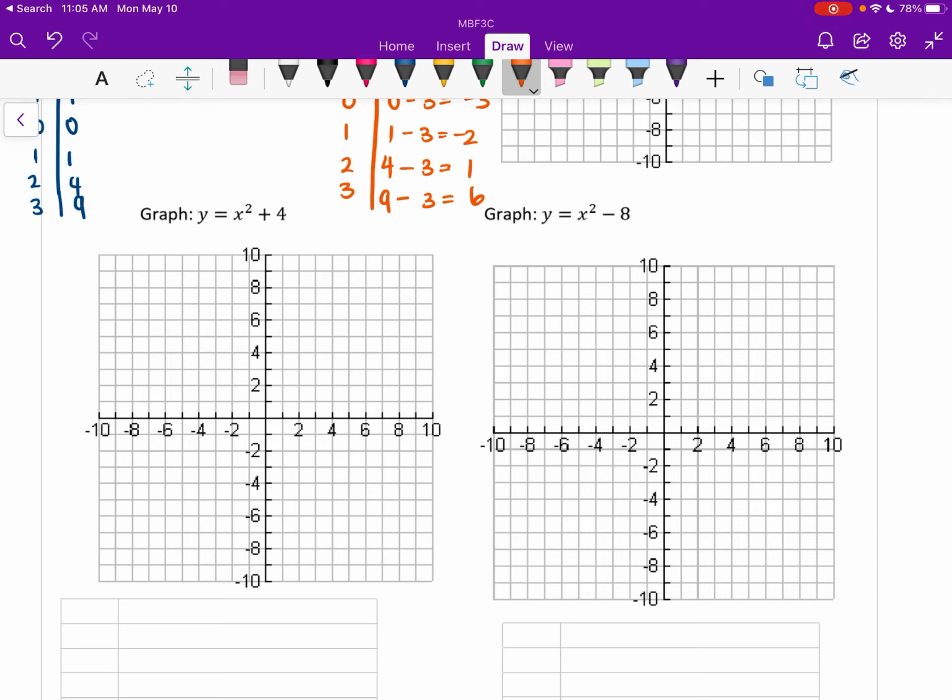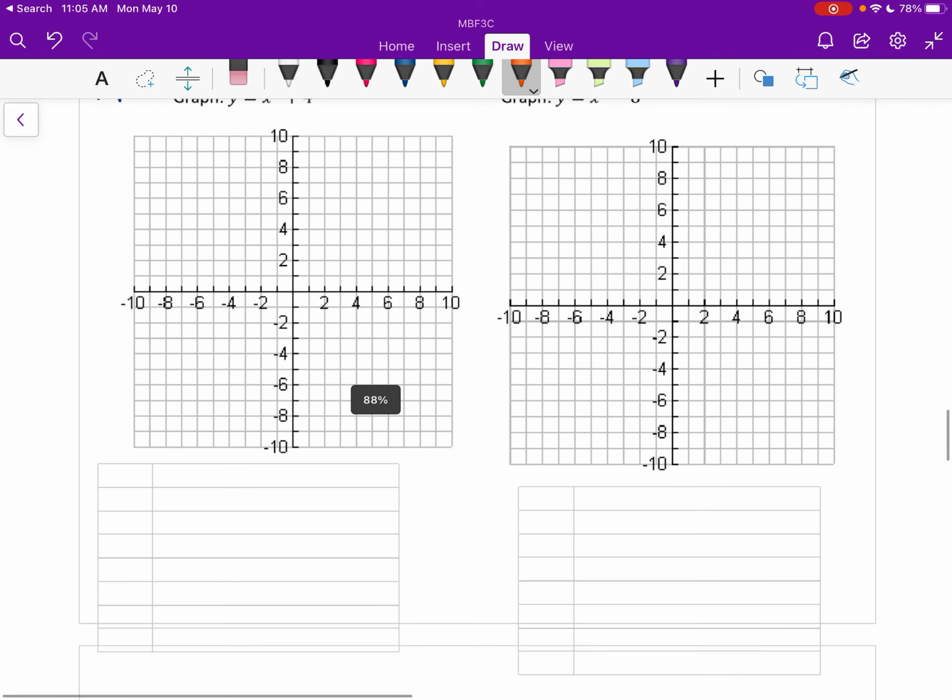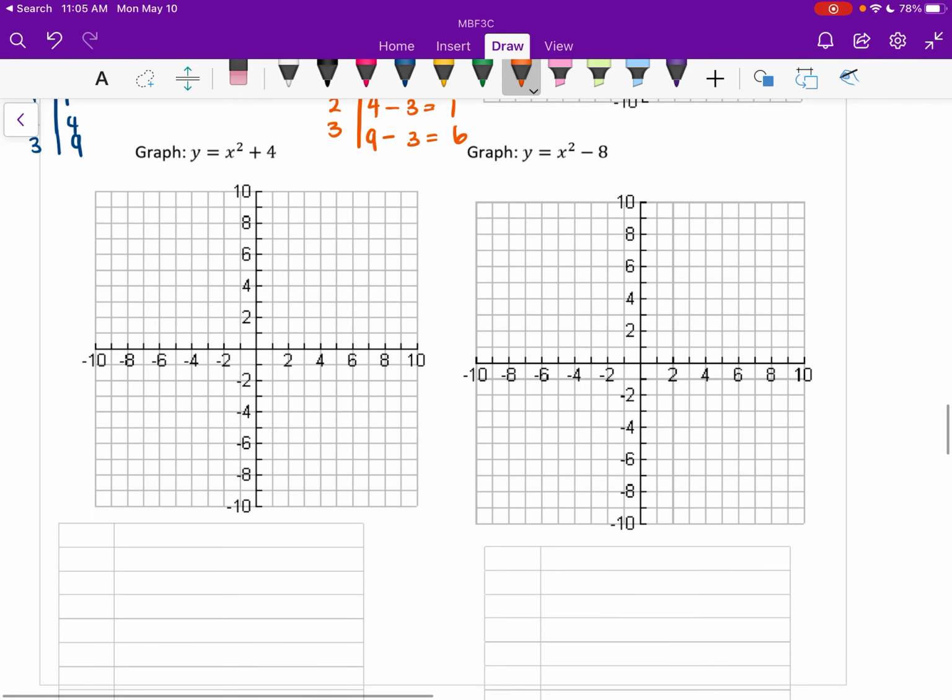All right, so hopefully you paused the video. We're just going to go ahead and take up the next part. Here I know that it's going to be y equals x squared plus 4, and I'm going to look for my k value.